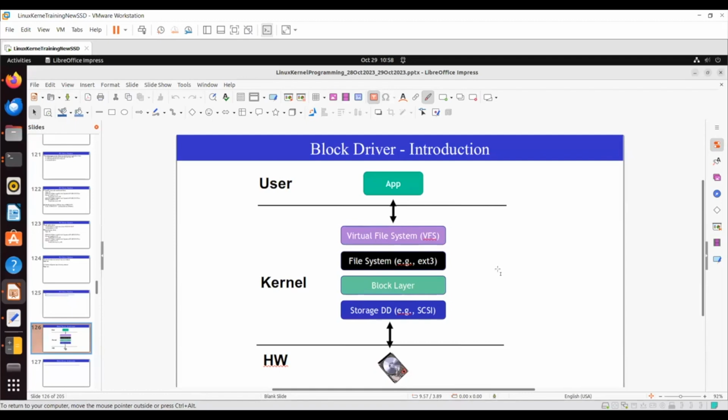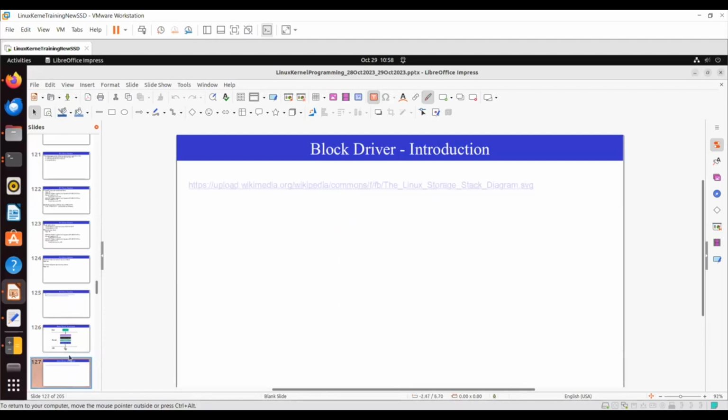Okay, so now we will try to understand this. I think all of us know the VFS is a generic interface. Using that, it will go to the file system, and the file system will have an interface to the block layer, and the block layer will have an interface to the storage subsystem.